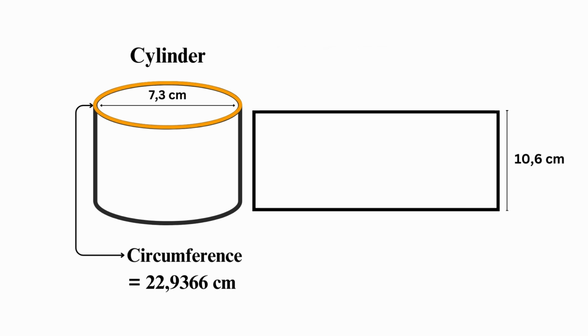Now, if we were to remove the label from the can and place it on a flat surface like a table, it will take the shape of a rectangle. The label will have a width of 10,6 centimeters, which was the height of the label, and a length that will be equal to 22,9366 centimeters, which was the circumference of the label when it was wrapped around the can.